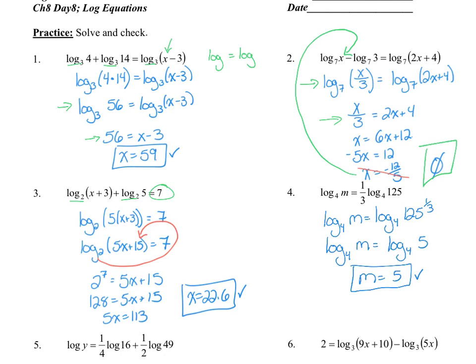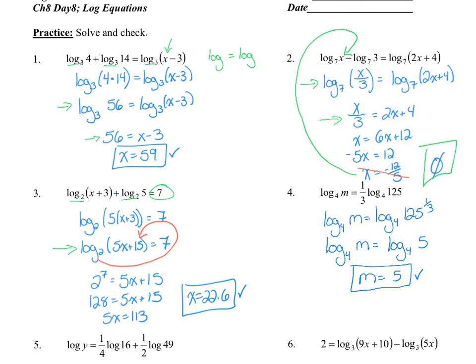Number 3 is a different type of problem where it's equal to a number, not another log. So the difference is you still want to combine, you want to have all the logs on one side of the equal sign, and you want to combine them into a single log. So since we have addition, that means we're going to keep the log and multiply that x plus 3 and that 5 together. Make sure you distribute. So we're going to get log base 2 of 5x plus 15 is equal to 7.